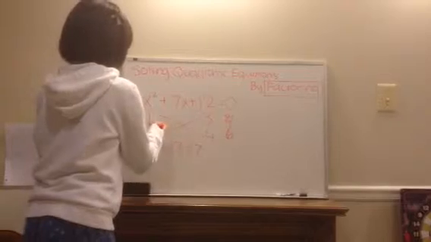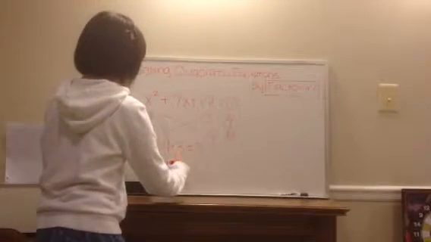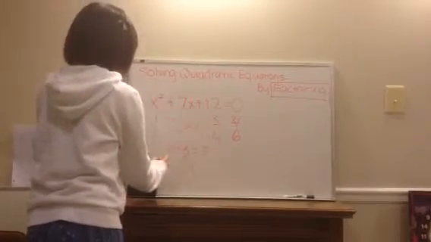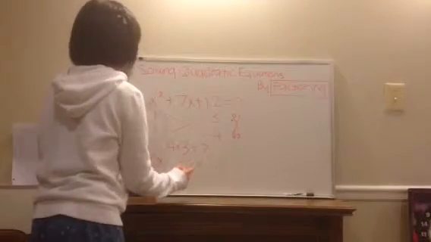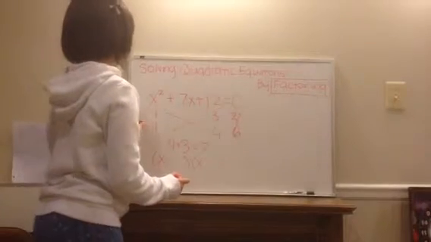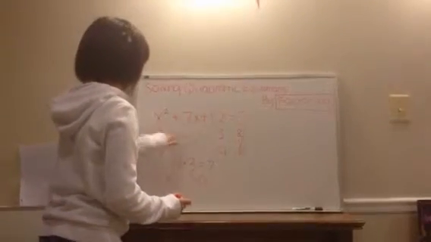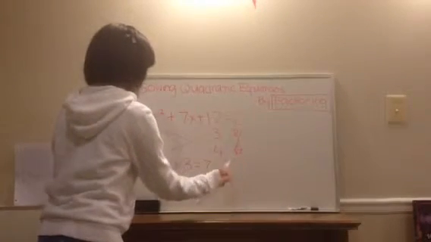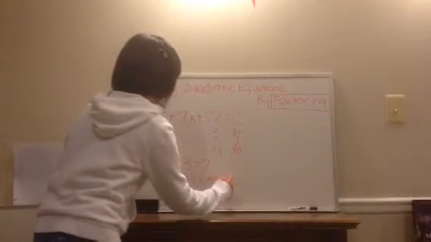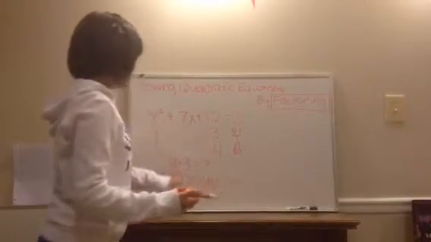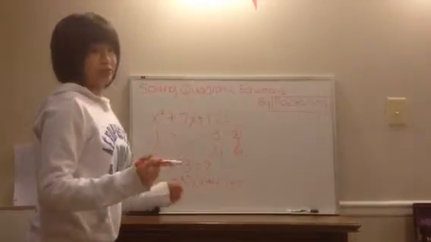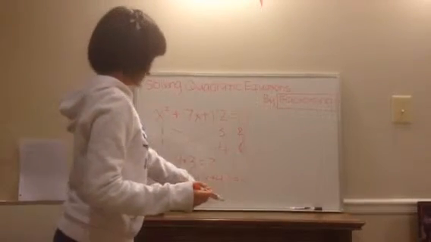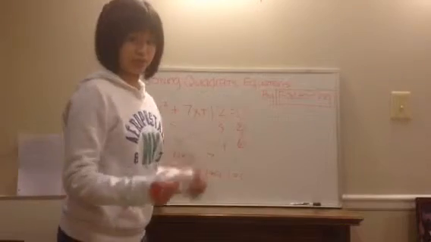After this, you have something that looks like this: 2 parentheses. Your x will go in each one because this is 1x, so there's no number in front of the x. So you take 1x plus 3, and you take 1x plus 4. So your equation turns into a factored equation: parentheses x plus 3 and parentheses times parentheses x plus 4 and parentheses equals 0.